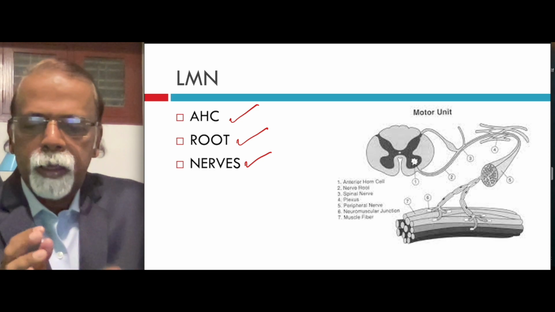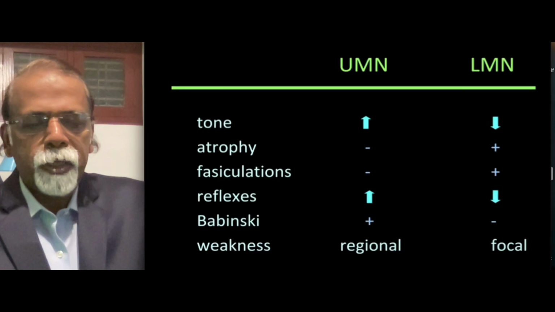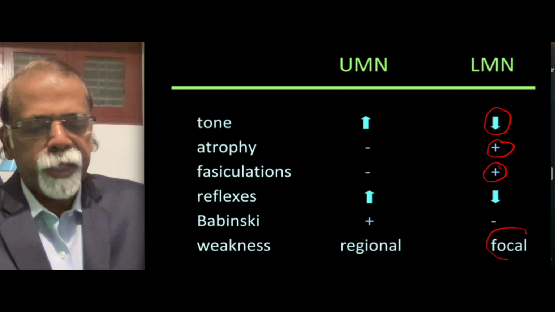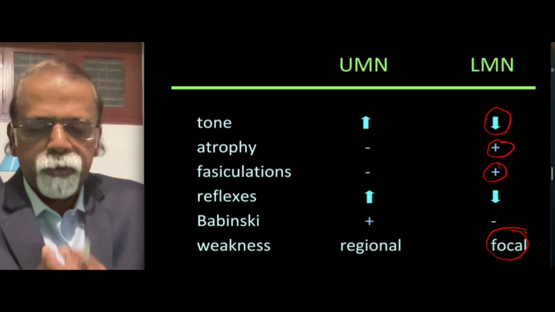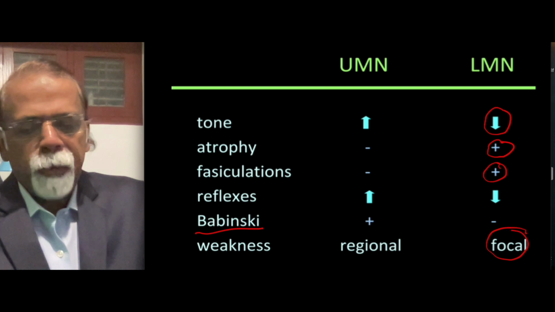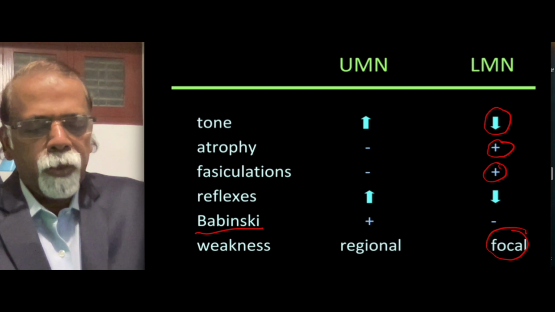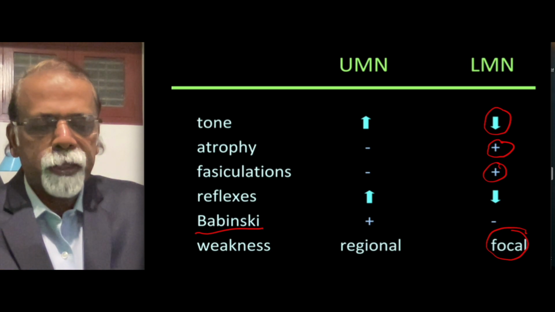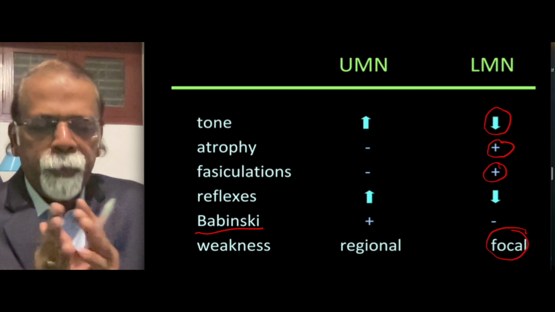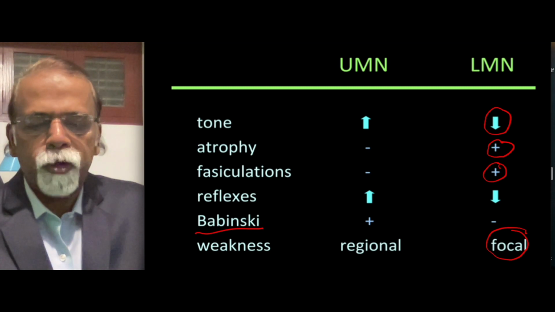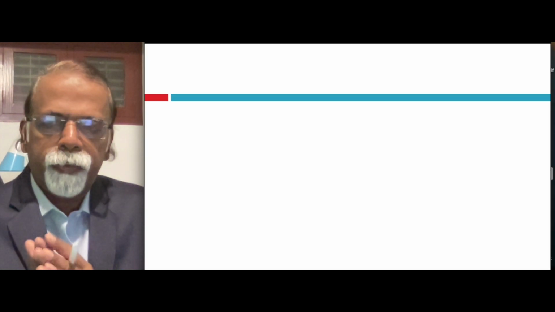That is, the most important thing to remember, the tone is decreased in LMN lesion, there is wasting of the muscles, you can get fasciculations, and there will be weakness. The difference between the weakness of UMN and LMN we will discuss later, and this point to be kept in mind, the plantar reflex is not extensor or Babinski. The extensor plantar is called Babinski sign, and you will not get a Babinski sign in LMN lesion. So these are the cardinal points of LMN lesion. Once you learn the LMN, it is very easy to remember or study the UMN lesion. Hope this video was useful to you.